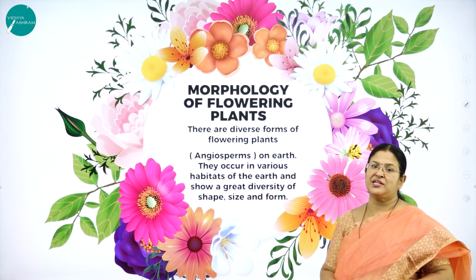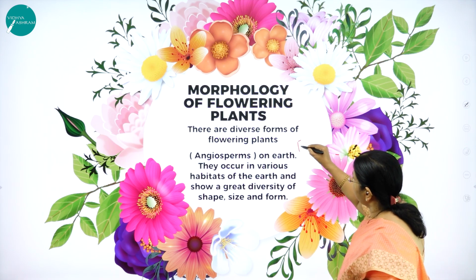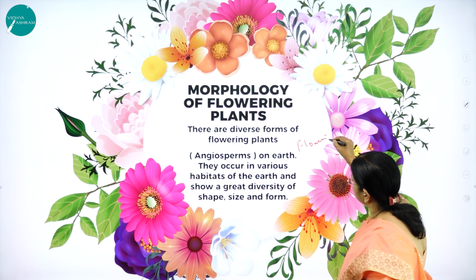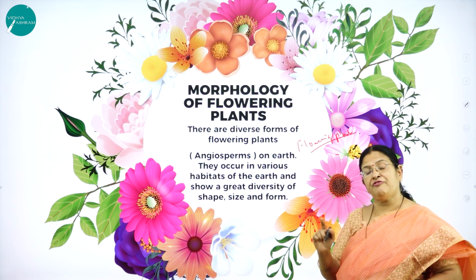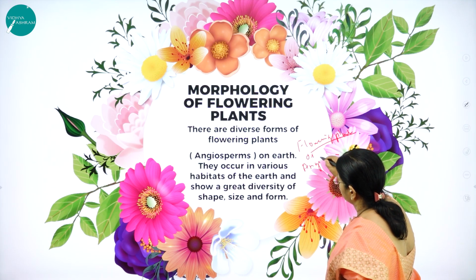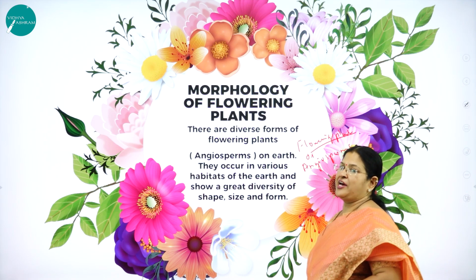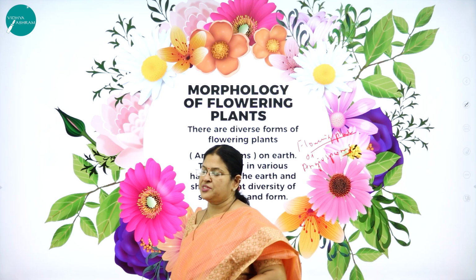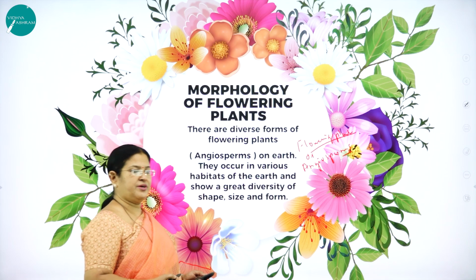Particularly those plants which bear flowers are called flowering plants. They are called as what? Flowering plants. And usually the flowering plants we come across are called angiosperms. Non-flowering plants are called gymnosperms, whereas flowering plants are called angiosperms, right?